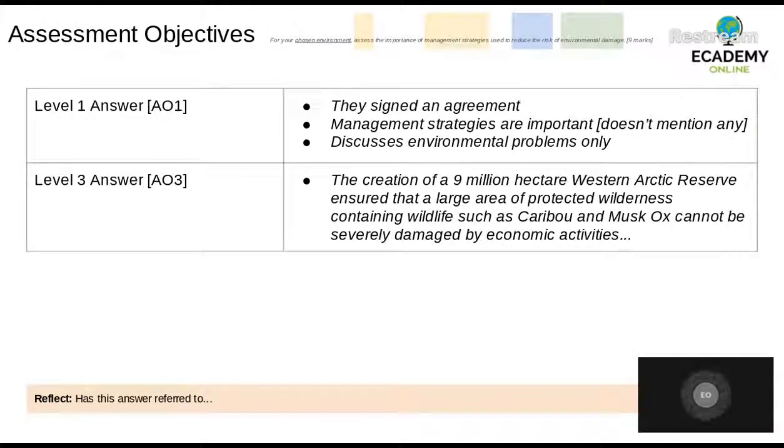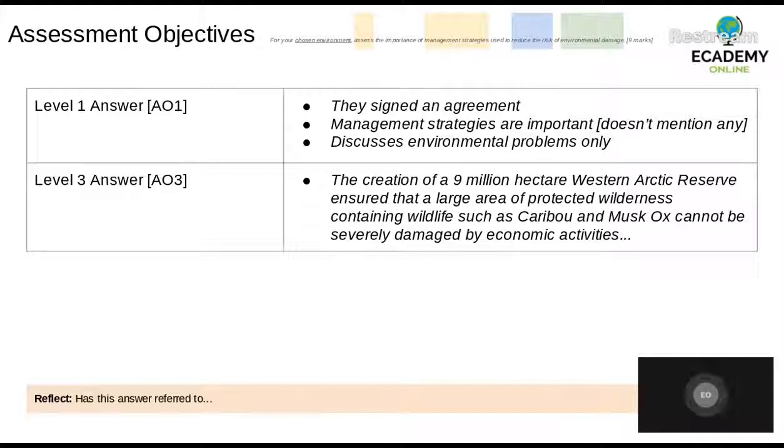A candidate who gets a level 1 answer is probably going to make very basic statements such as they signed an agreement, or they might say management strategies are important but not actually mention any, or they might just discuss environmental problems only, or talk about tourists coming to an area. Whereas a level 3 candidate will give examples.